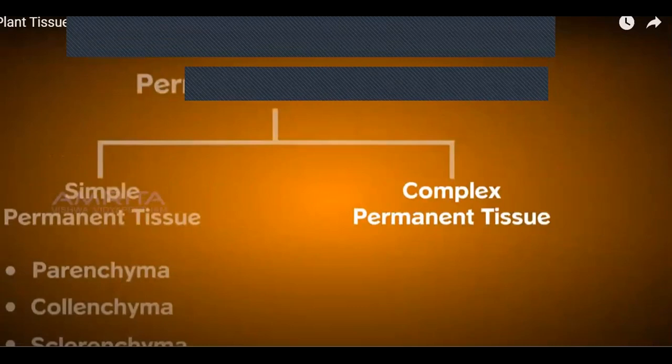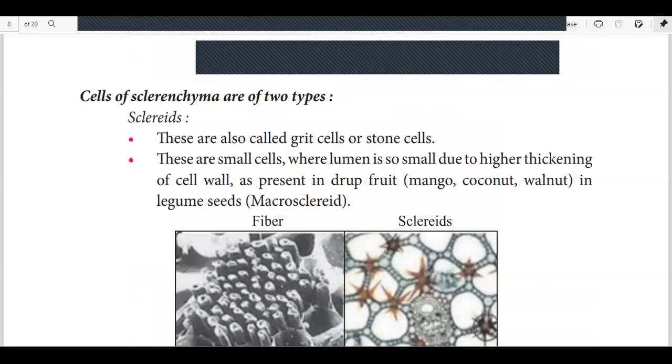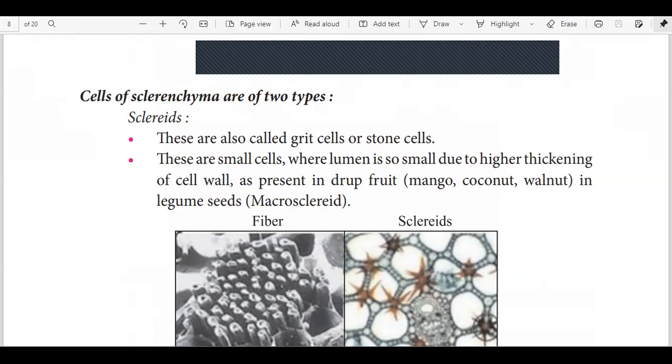So let's study this one, so that you can understand it better. Here we have two types of tissue. The sclerenchyma tissues are of two types. We have the parenchyma tissue. Parenchyma tissue has a cell wall. If they have air, then it will be considered parenchyma tissue. If they have chlorophyll, then they will be considered sclerenchyma tissue.